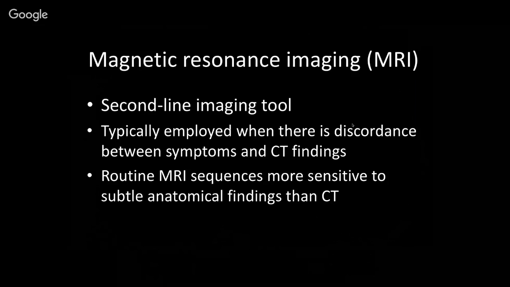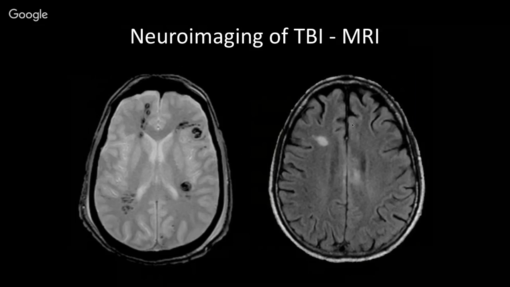It's typically employed when there's discordance between symptoms and CT findings, and it's used because routine MRI tends to be more sensitive to subtle anatomical findings than CT. And these are the kinds of things that we may see with an MRI when we perform neuroimaging.